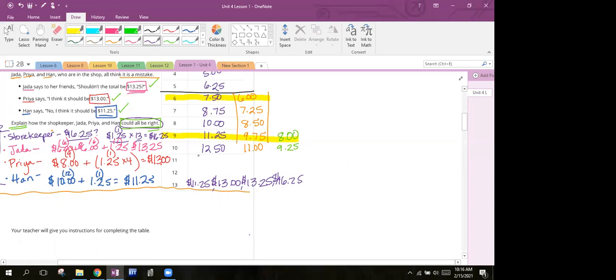All right, so how much would 11 bagels cost? $13.75. But what if we went by these orange prices? $12.25. What about the green prices? $10.50.